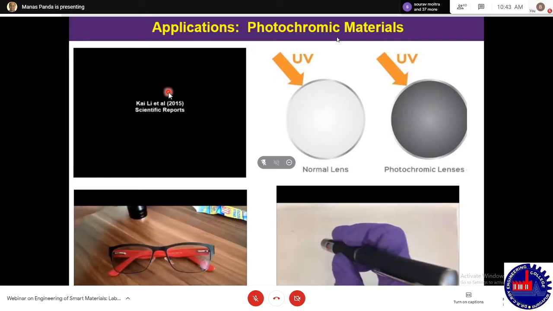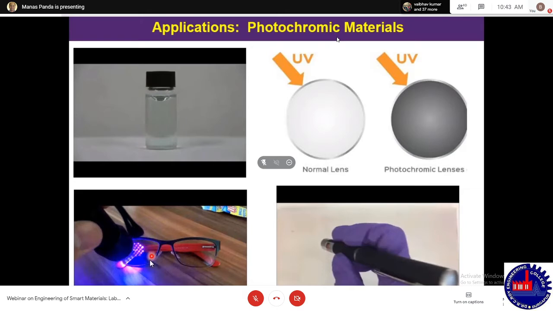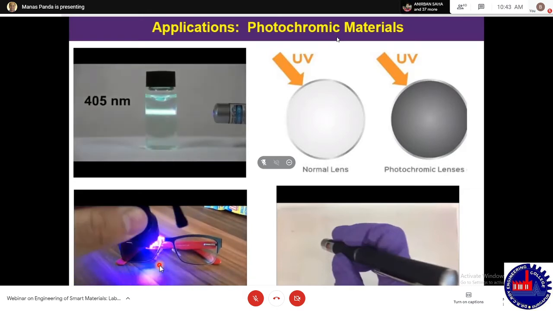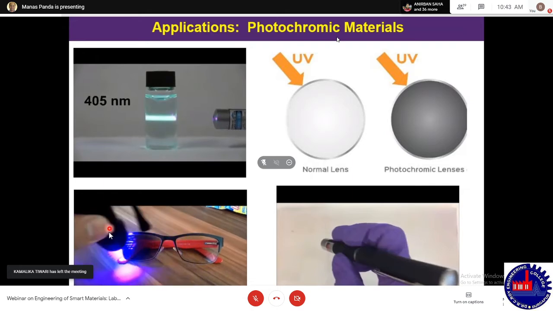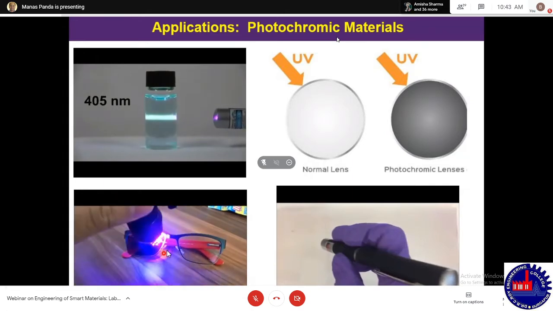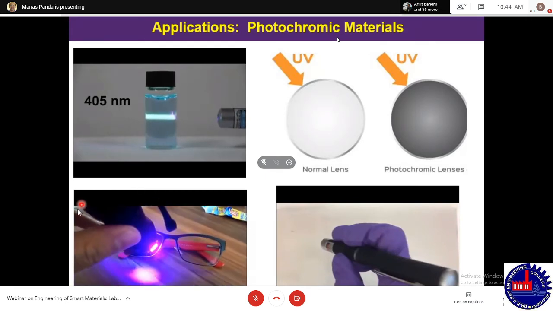Okay, so next one is this one. This material is a photochromic material. Once you irradiate with the UV torch, you can see how this glass is changing its transparency and color. Because of the changing color, it's losing its transparency. So you can see over here.